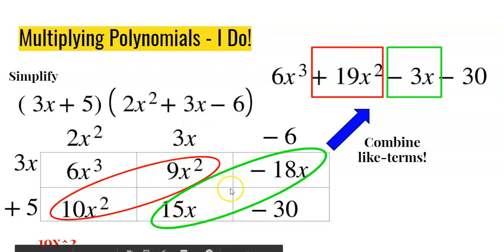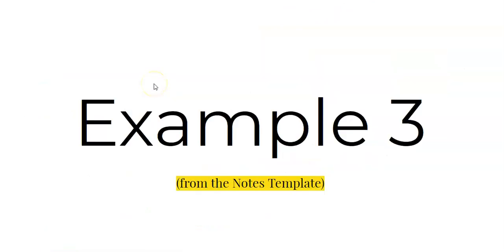However, notice I also have two numbers that only have an x, such as 15x and negative 18x. These are also like terms. 15 minus 18 is negative 3. So I'm going to combine this to be negative 3x. And then there's only one constant, a number without a variable, so I'm just going to keep it. So my final answer should be 6x cubed plus 19x squared minus 3x minus 30. And this is the product of these two binomial and trinomial multiplication.